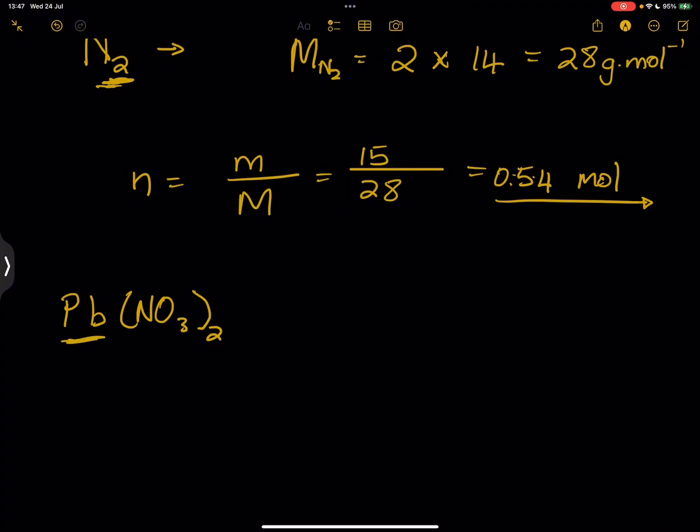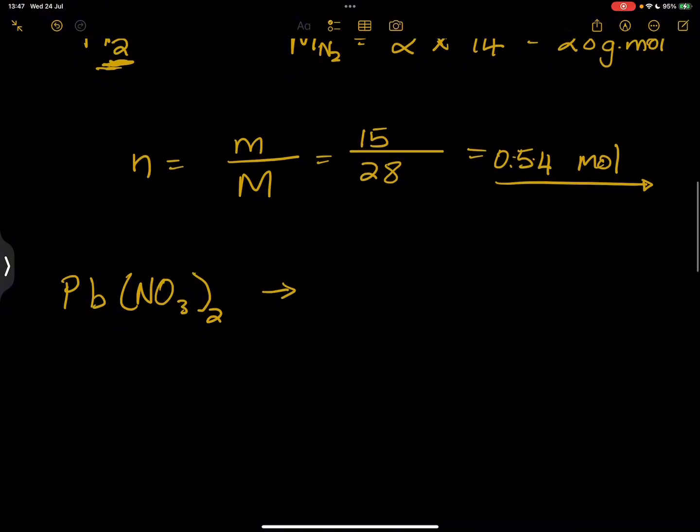Okay, even though it is written as PB, this comes from the German, actually it's plumbium, right? That's where plumbing comes from, and that's why it's got the symbols PB. So in this case, how are we going to determine the molar mass? We'll say, well, the molar mass of lead nitrate.